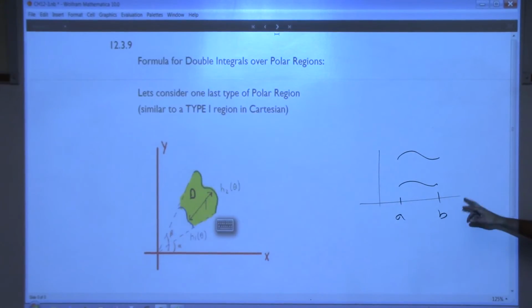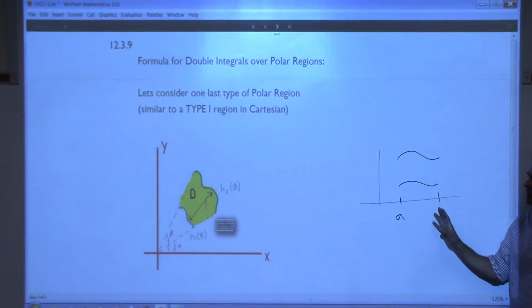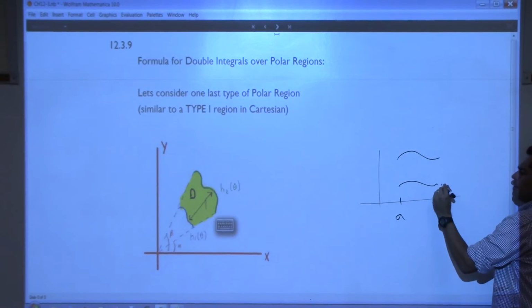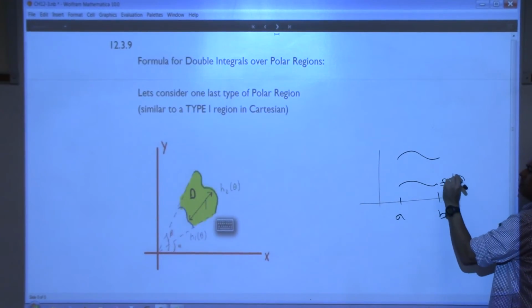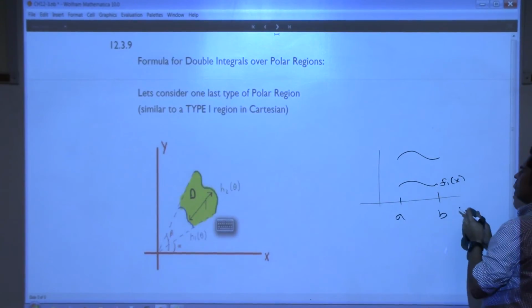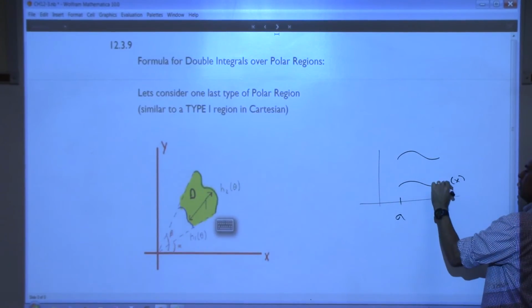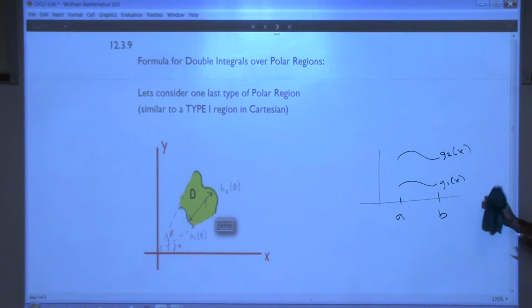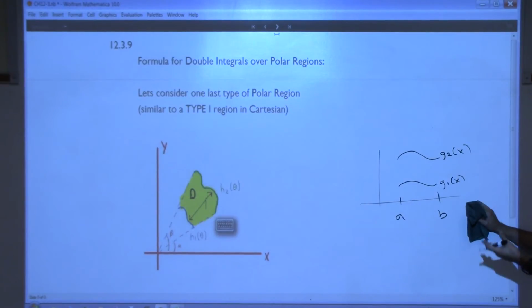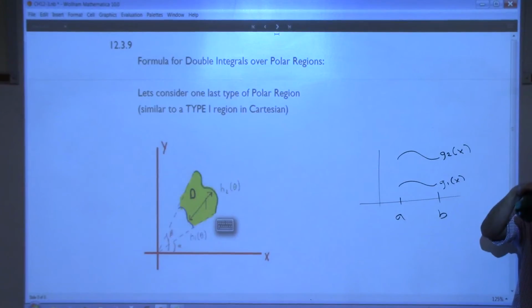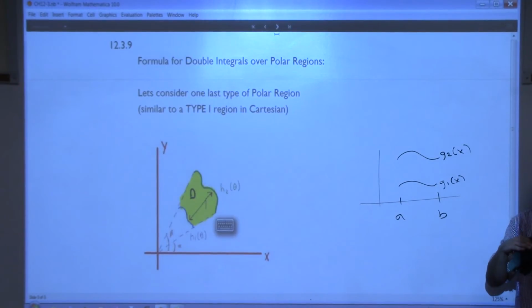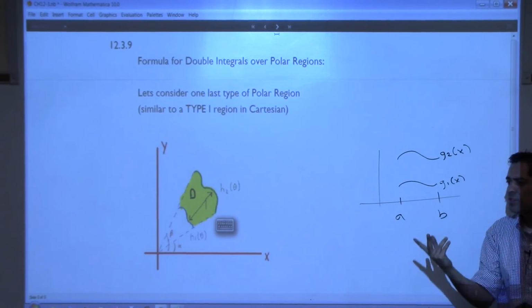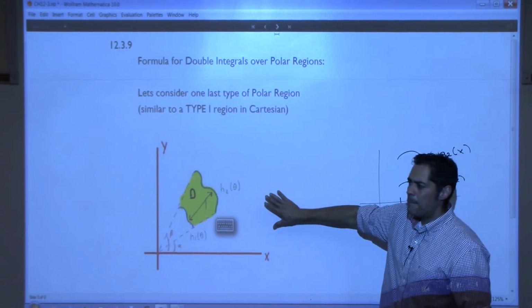And what happened with the type 1 over here? What was the major thing that we had to be careful with? Was it F1, G1? G1, G2, right? What was the major difference between this and just a rectangle? That our limits of integration were going to be functions, which also forced our hand when it came to the order of integration. We had no choice. We could not switch the order of integration. Same thing's going to happen here.